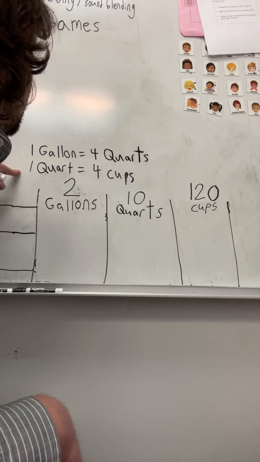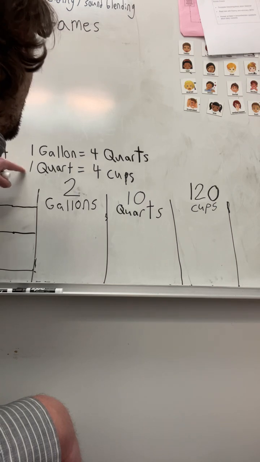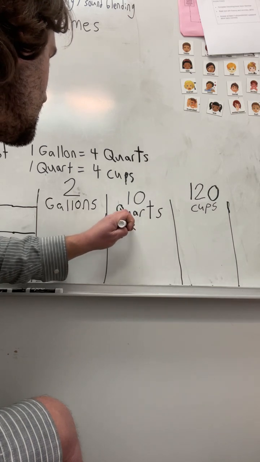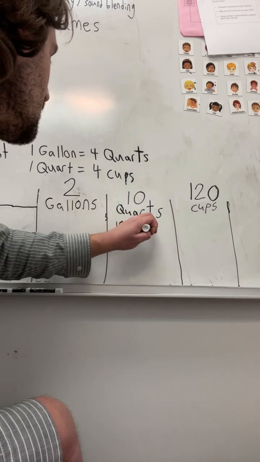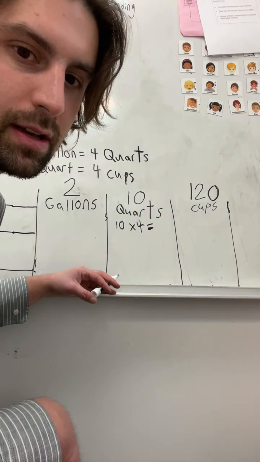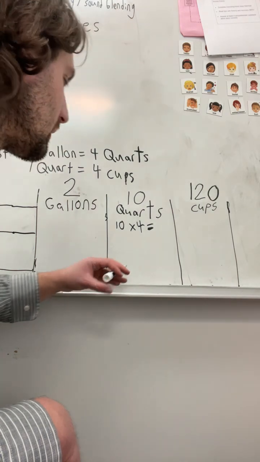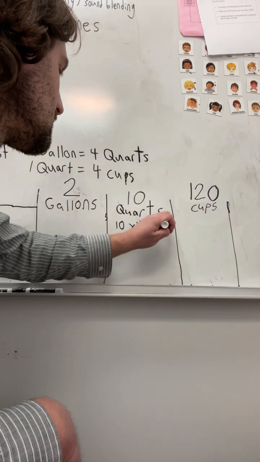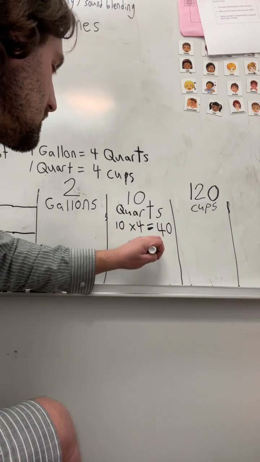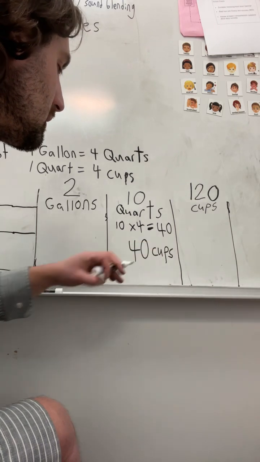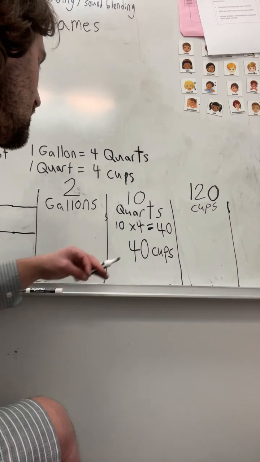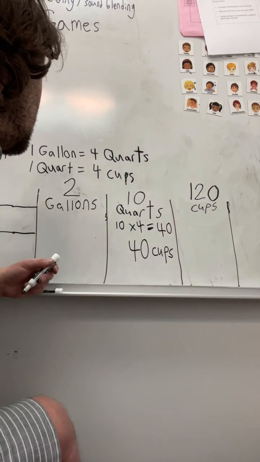So since 1 quart is equal to 4 cups, and we have 10 quarts, we're going to multiply 10 times 4 to figure out how much 10 quarts is in cups. 10 times 4 equals 40. So we have 40 cups. 10 quarts is equal to 40 cups. So we have 40 cups, we have 120 cups.